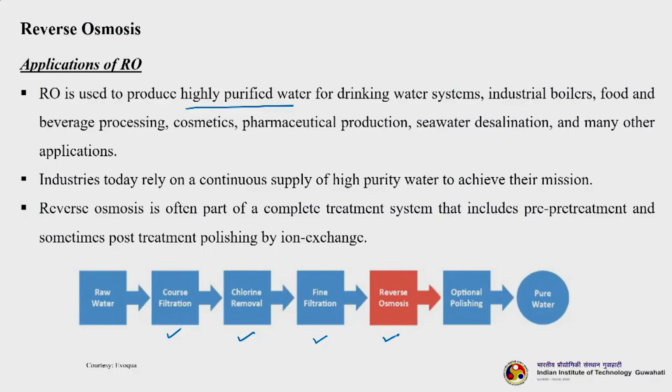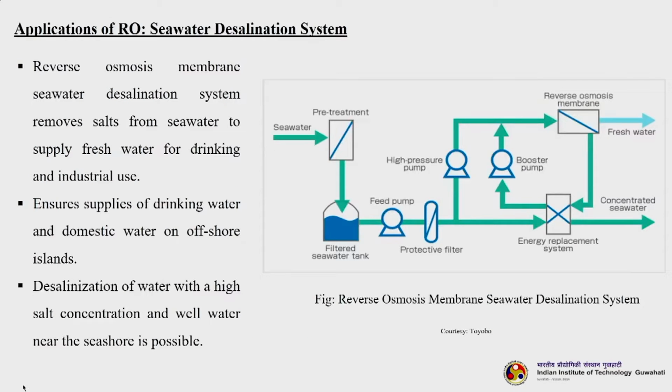Once it comes out of the RO system, sometimes there are certain ions still present, so it needs further polishing, usually using ion exchange. Otherwise, RO itself produces very high quality pure water. So, it depends upon the intended application basically. Let us see this particular application.